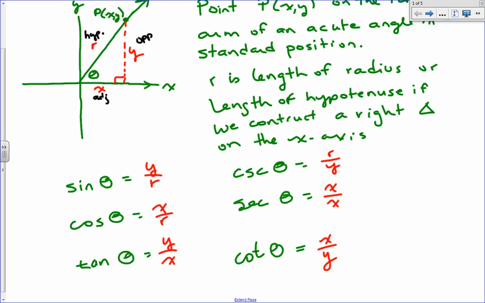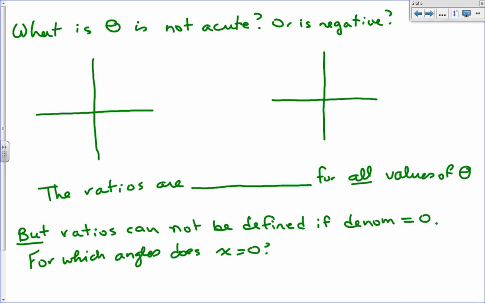So what we can do now is say, well, what happens if theta isn't an acute angle? So for instance, what if theta is an obtuse angle? So it ends perhaps in quadrant 2 instead. So what if theta is that kind of an angle? Or what if theta is a negative angle? So again, it starts here, but goes in this direction.